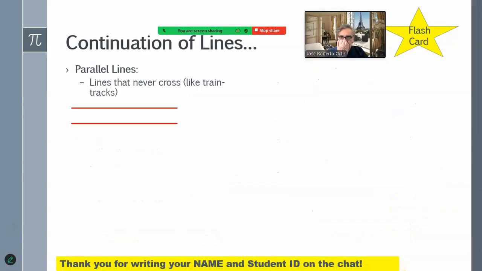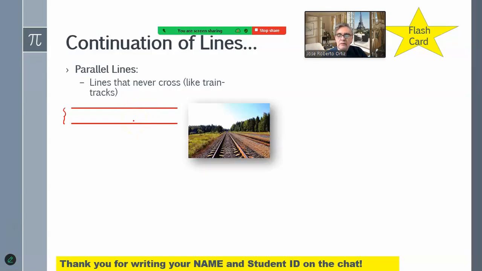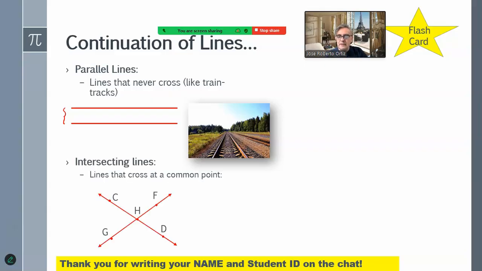The next concept is parallel lines. Parallel lines are those that never cross each other. They will maintain the same distance between the two. So you can actually see the distance is the same. It doesn't matter where you measure it. Think of train tracks. They will never cross paths. It doesn't matter how much you extend them, they'll never cross paths, and that's a parallel line.